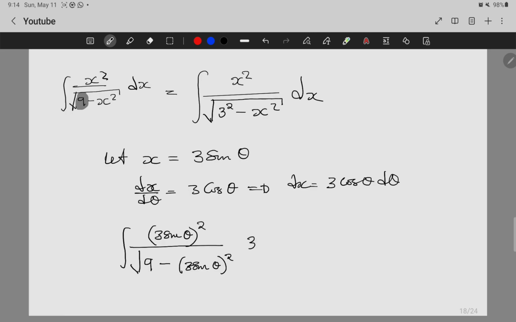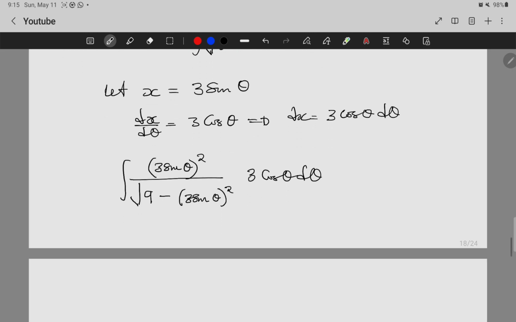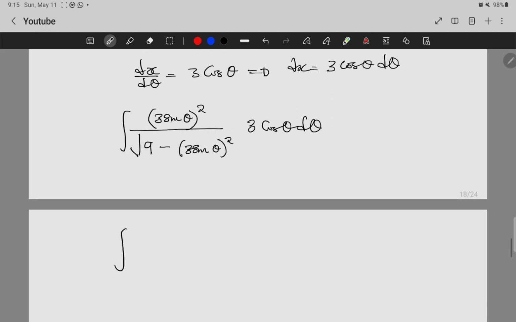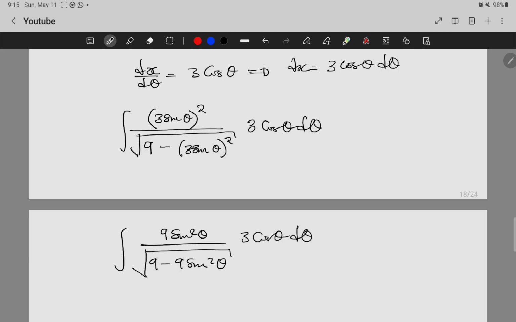So dx, that is 3 cos theta d theta. So now when we simplify this a little bit, in the numerator we now have 9 sine squared theta over, in the denominator we have 9 minus 9 sine squared theta. Then here we have 3 cos theta d theta.